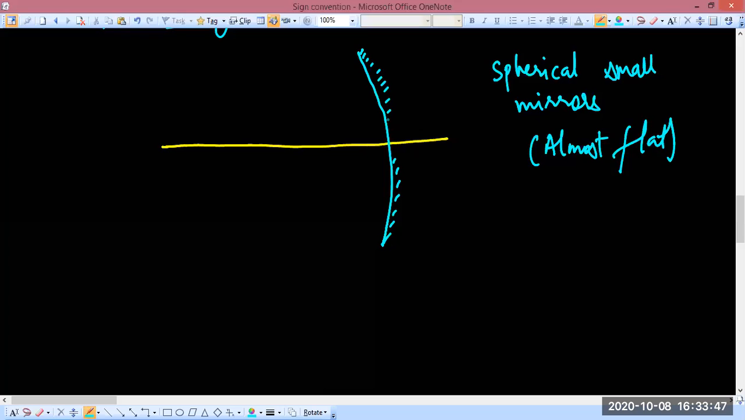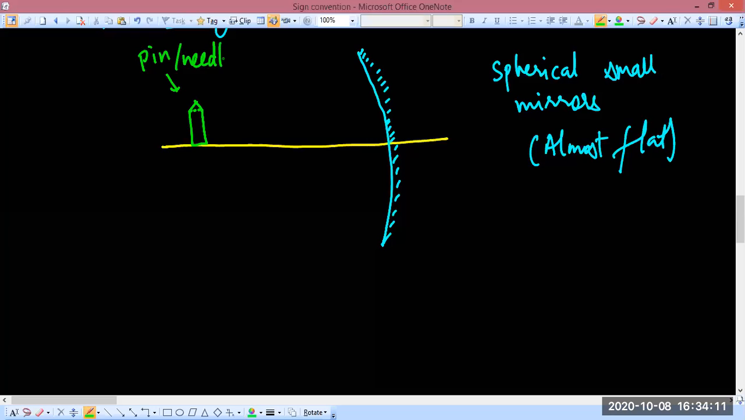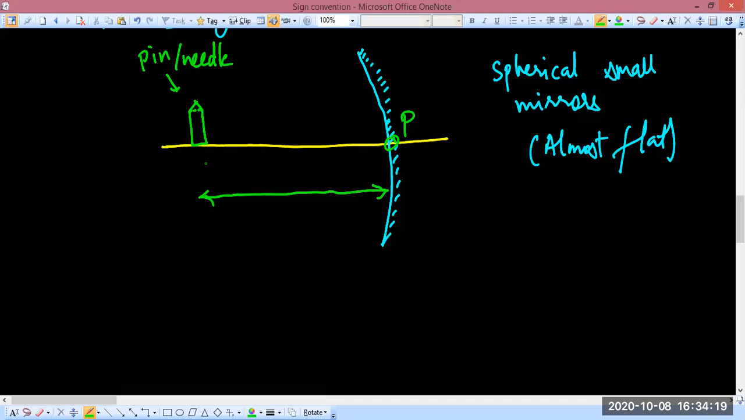Now, for this mirror, suppose you keep, let's say, a pencil. A pencil is a very good example. Let's say we keep it like this. So then how do we measure object distance? Let's say this is a very thin pencil, more like a pin. Think of it more like a pin or a needle. So this distance is the distance between pole and this object O. Is that clear?